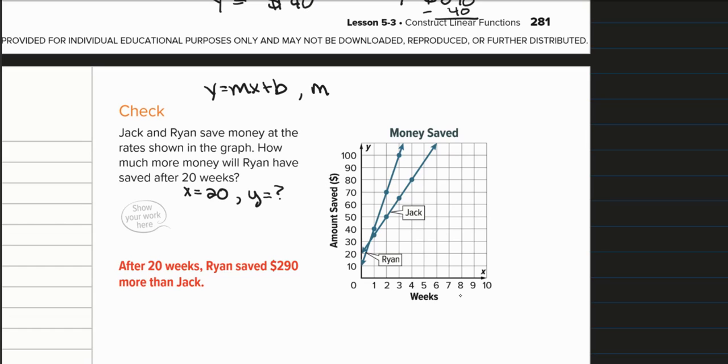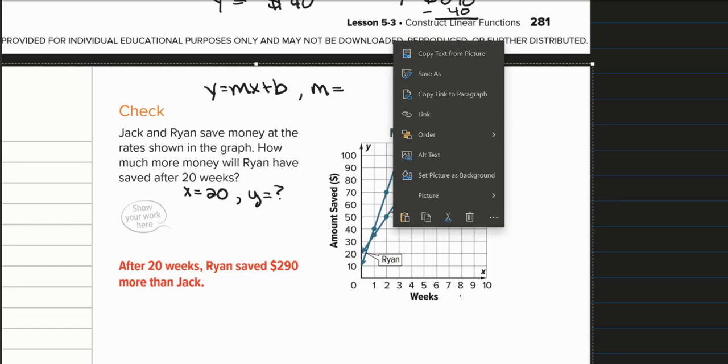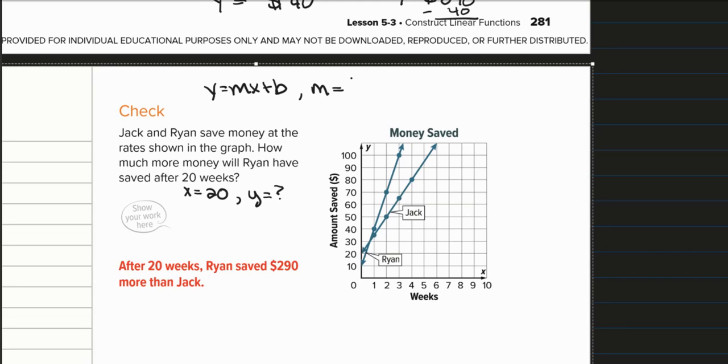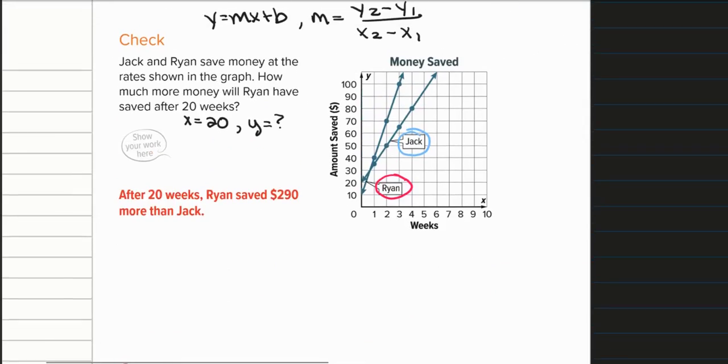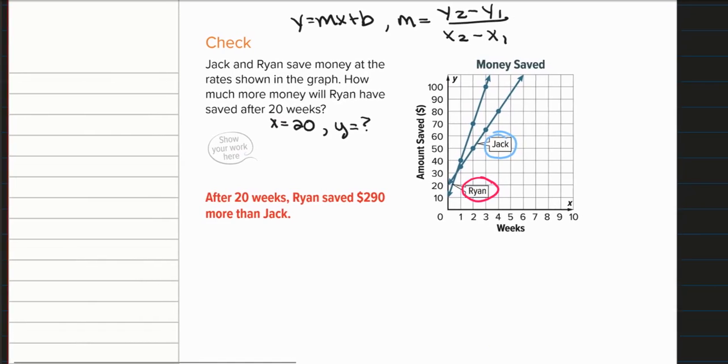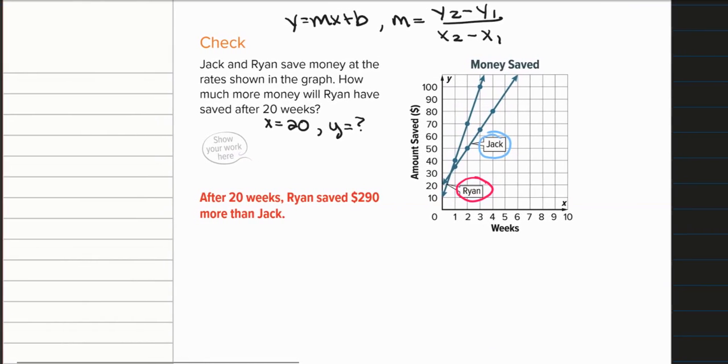We're also using that m is our y2 minus y1 over x2 minus x1. So we need to figure out 2 points from each graph. So we have Jack, we have Ryan. So let's talk about that. Let's make Ryan red. We're gonna make Jack blue, because why not? So let's see, we have a little bit of space here. I'm gonna use the space to the side because that's really gonna help us out.